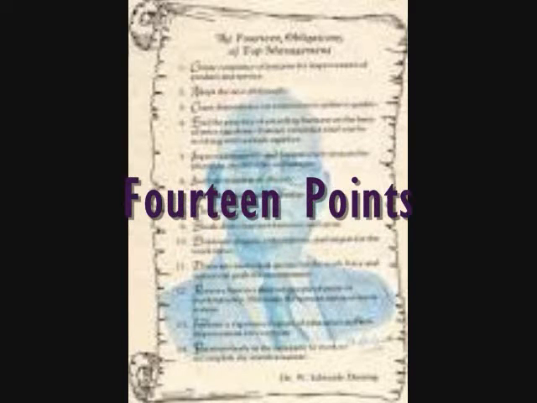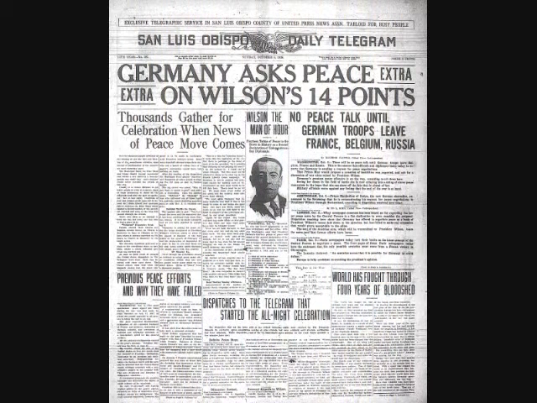U.S. President Woodrow Wilson outlined the United States war aims in a speech given to Congress on January 8, 1918, in which he outlined what was to become known as the 14 points. He believed the enactment of these would form a basis for a lasting peace.